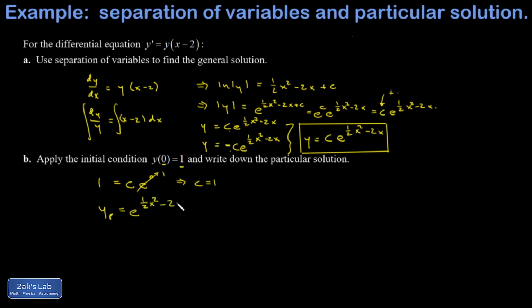And like all particular solutions, this function will satisfy the differential equation. So if you differentiate it, you get the original function y multiplied by x minus 2. But it also passes through the point given by the initial condition. So when x is 0, y is equal to 1.